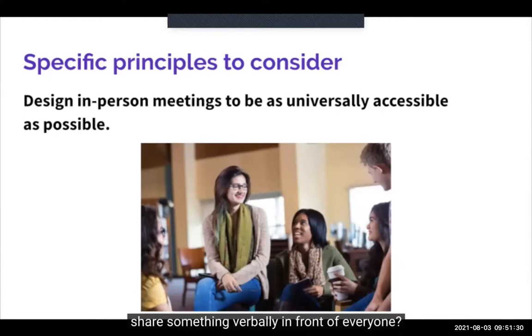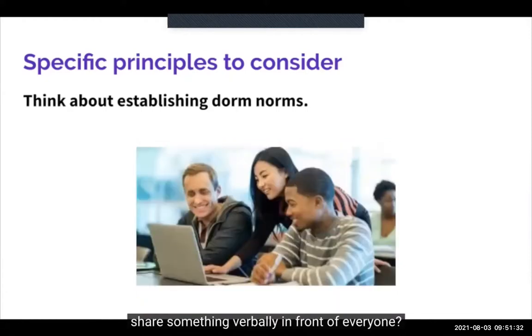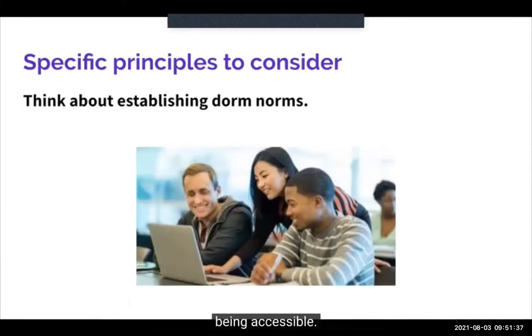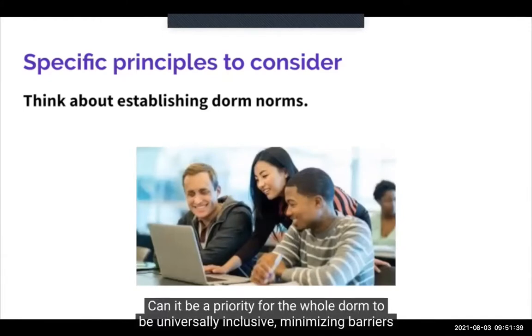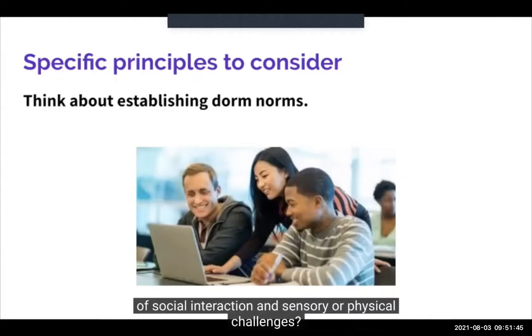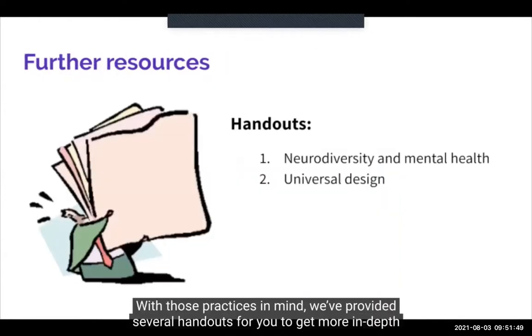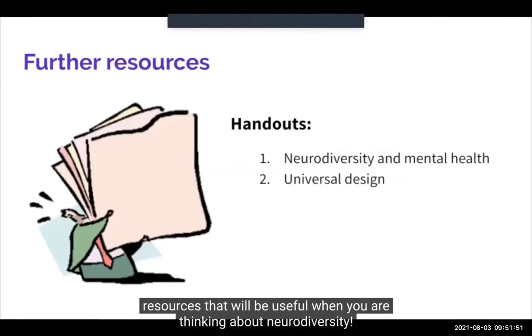Think about establishing dorm norms so that it's not just you and dorm staff who are being accessible. Can it be a priority for the whole dorm to be universally inclusive, minimizing barriers of social interaction and sensory or physical challenges? With those practices in mind, we've provided several handouts for you to get more in-depth resources that will be useful when you're thinking about neurodiversity.